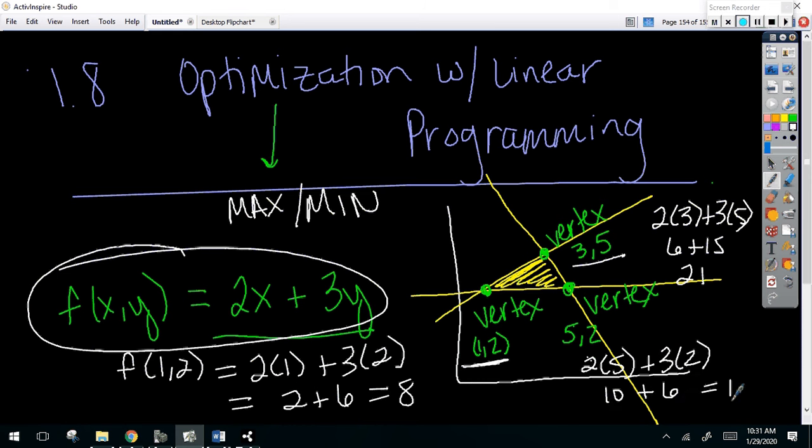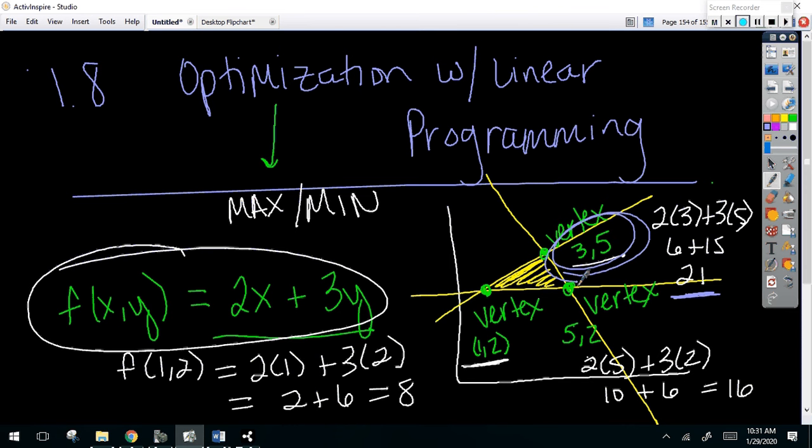So if I was trying to maximize this function, I would say that the function has a maximum value of 21 at 3, 5. Does that make sense? And it has a minimum value of what? 8 at 1, 2. Okay?